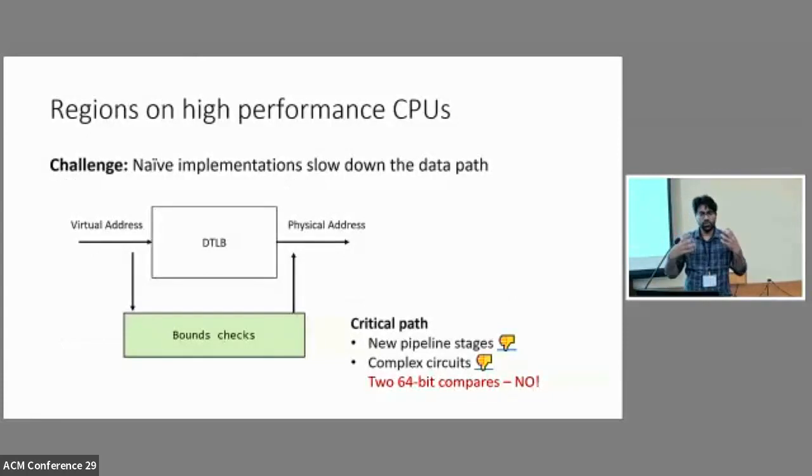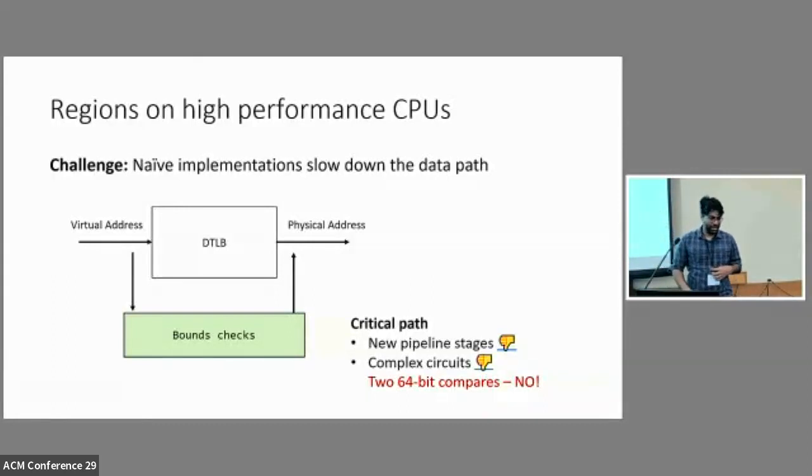So let's think through how to actually implement these regions. And naively, implementing regions is actually kind of hard. Because if you do the most naive thing of just going to your data path, adding a bunch of bounds checks for every memory access, this is extremely difficult. Because you have this challenge. You cannot introduce new pipeline stages. That slows down the world. No one likes that. You also cannot introduce a bunch of complex circuits into the data path.